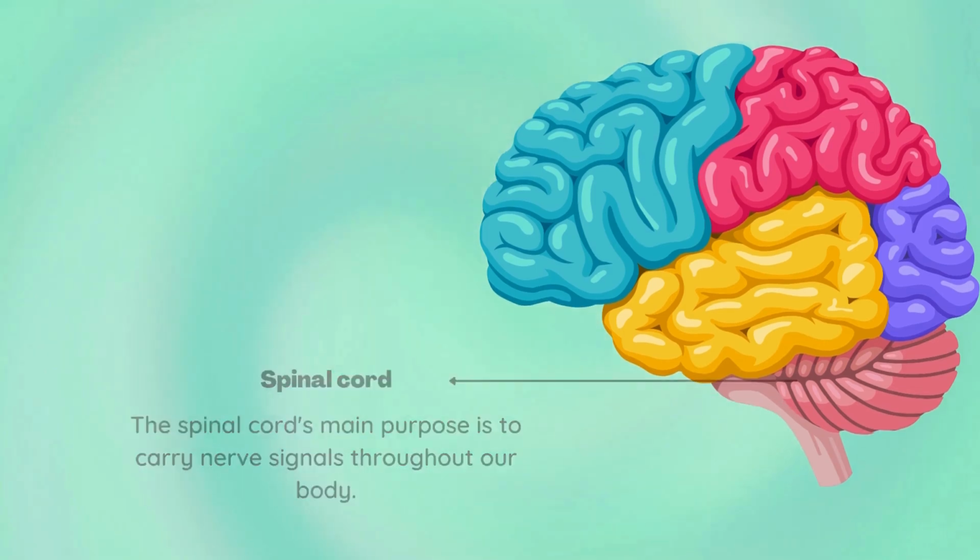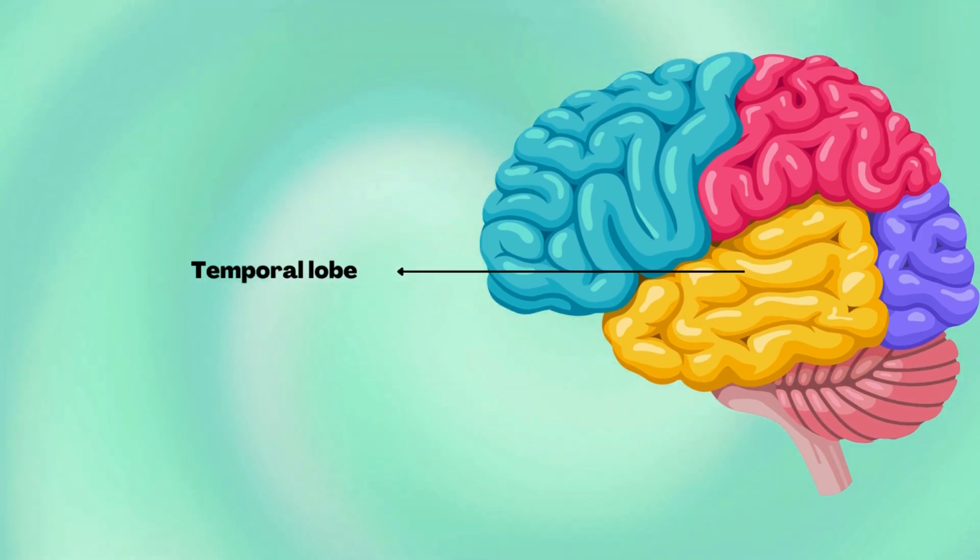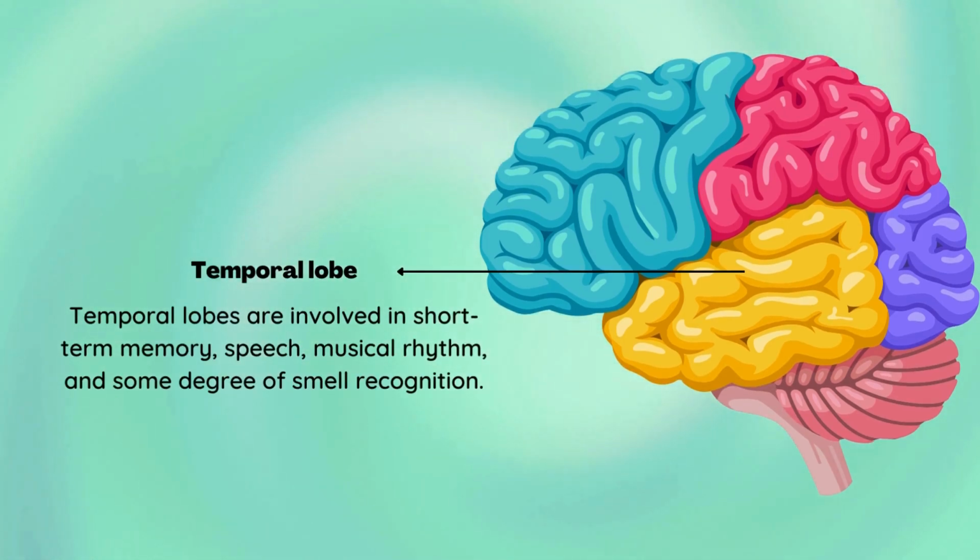Next, the yellow portion shows us the temporal lobe. The temporal lobe is involved in short-term memory, speech, musical rhythm and some degree of smell recognition.